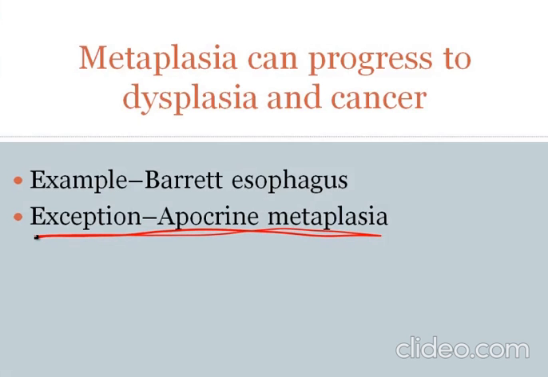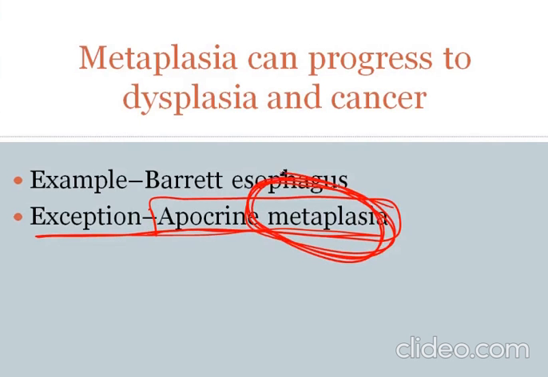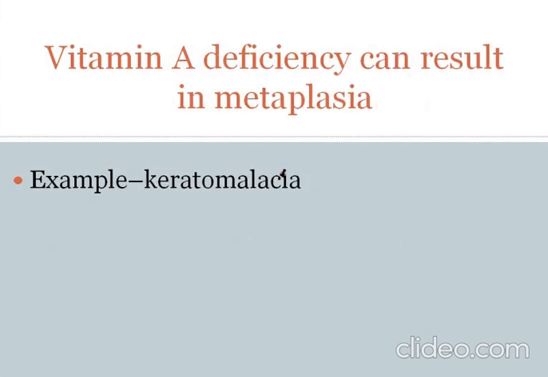Okay, what's apocrine metaplasia? Apocrine metaplasia is one of the changes that's seen in association with fibrocystic change of the breast. The fibrocystic changes can be associated with an increased risk for the future development of breast cancer. However, apocrine metaplasia does not increase the risk for future breast cancer. And that's important because although it's a metaplasia, it does not increase the risk for cancer. So please keep that in the back of your mind.